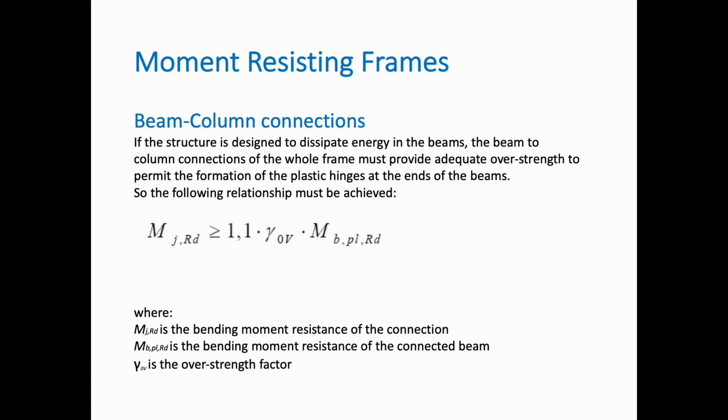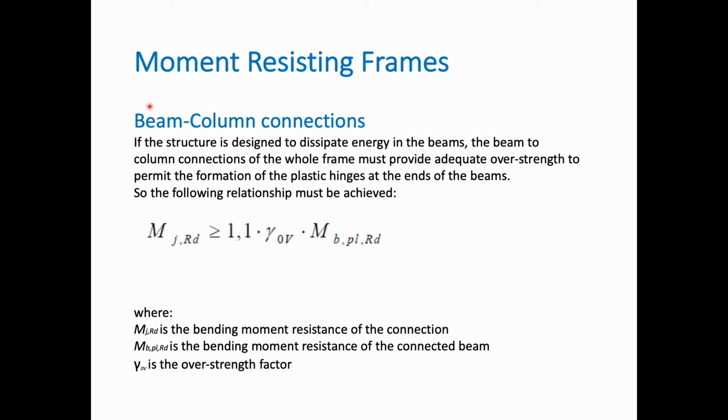When it comes to beam-column connections, if the structure is designed to dissipate energy in the beams, the beam-to-column connections of the whole frame must provide adequate overstrength to permit the formation of the plastic hinges at the end of the beams, as we already said a couple of times. So the following relation must be achieved.